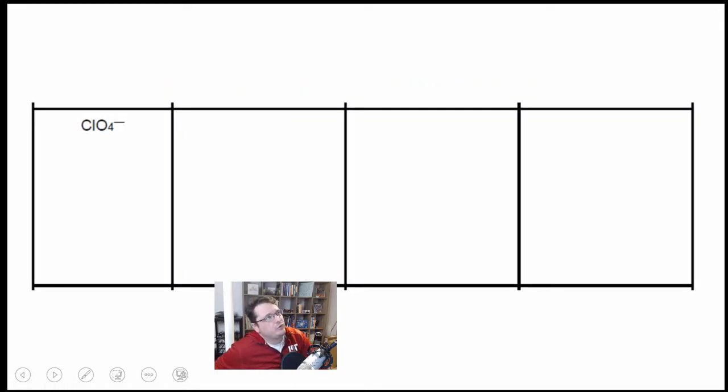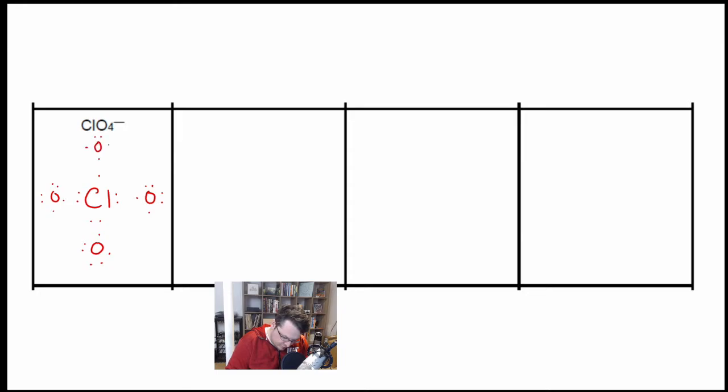So I'm going to do the ClO4 minus because I didn't do that one earlier, because that was part of B4 as well. If we draw out the Lewis structure for ClO4 minus, we have chlorine, so it has 7 electrons around it: 1, 2, 3, 4, 5, 6, 7. We have 4 oxygens, each with 1, 2, 3, 4, 5, 6.